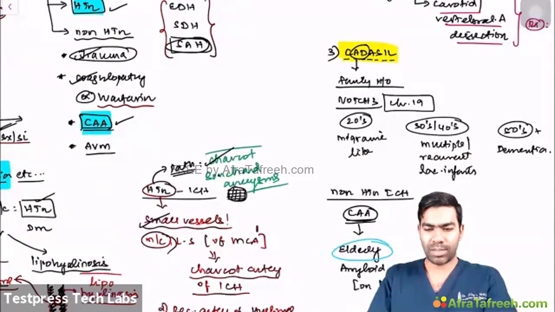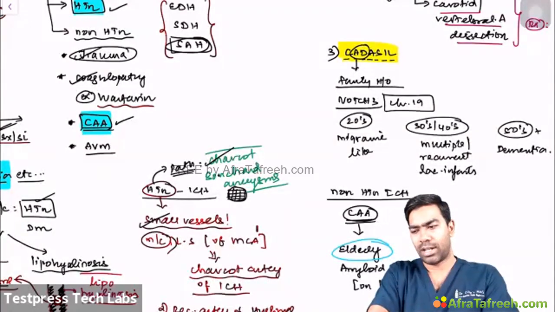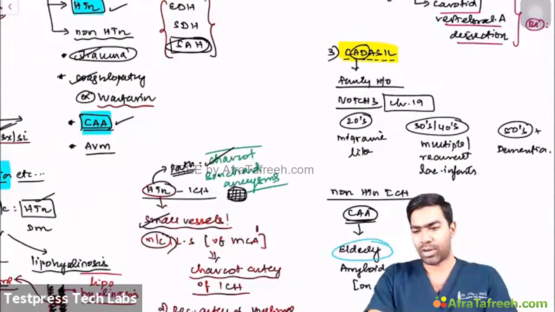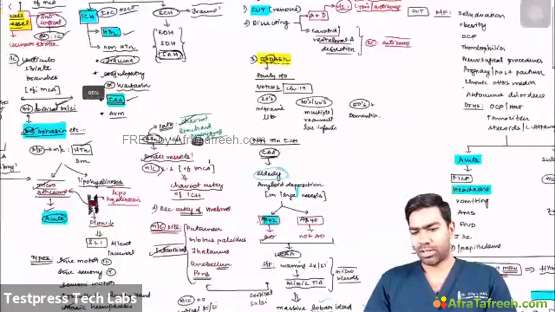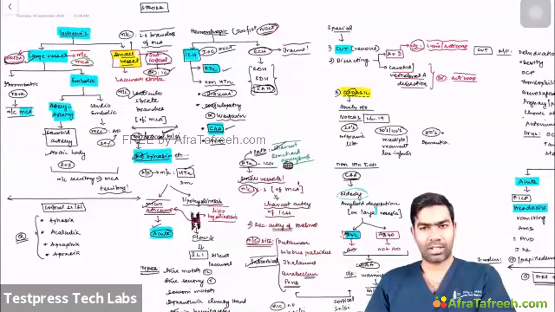And if they give some history like this in the exam, severe migraine-like headaches in the 20s, multiple and recurrent lacunar infarcts in the 30s and 40s, and dementia in the 50s, of course, you're going to deal with CADASIL, that is cerebral autosomal dominant arteriopathy with subcortical infarcts and leukoencephalopathy. It's a genetic condition. I think with this, our differentiation of stroke into multiple classifications is complete.